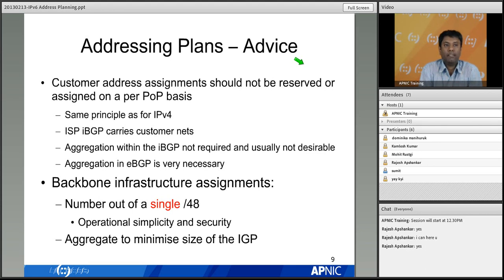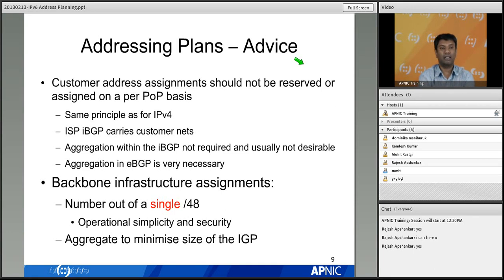So, customer address assignment. You should not reserve anything for the POP. What you do is just plan for 1 year or 2 years, a limited time, and how many addresses you need, and the principle that you have in each POP, same as IPv4, right? For example, your external prefixes will be carried within the infrastructure using iBGP. Your customer will connect to you using either BGP or static, not through any IGP protocol. That's the best practice that we use in the service provider network.